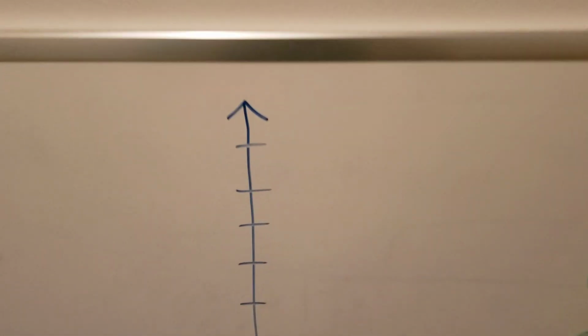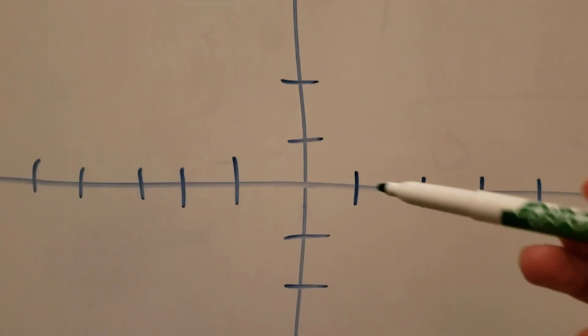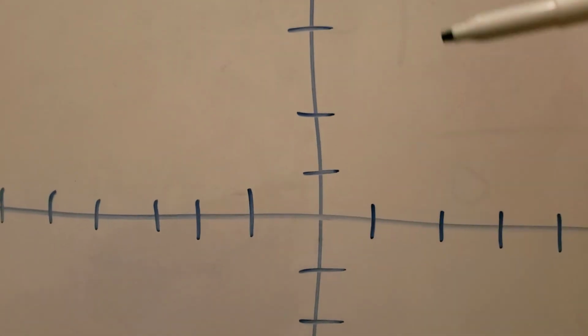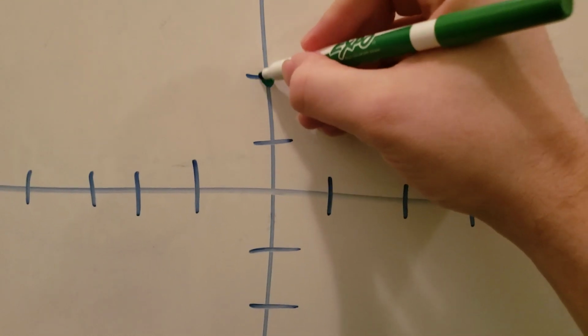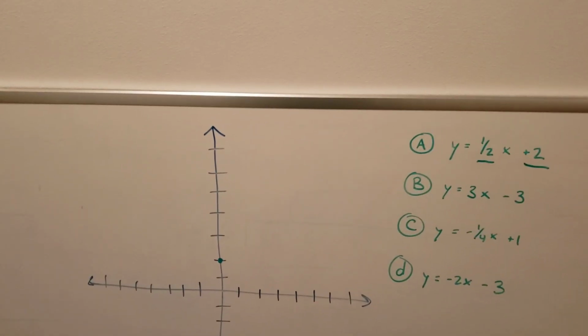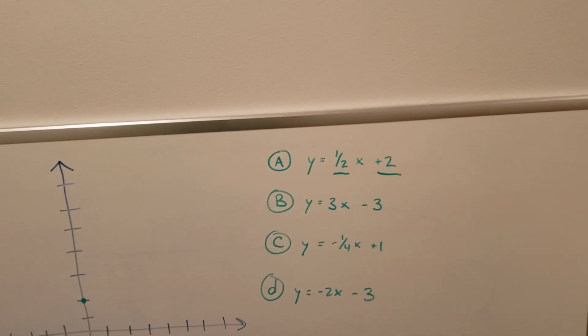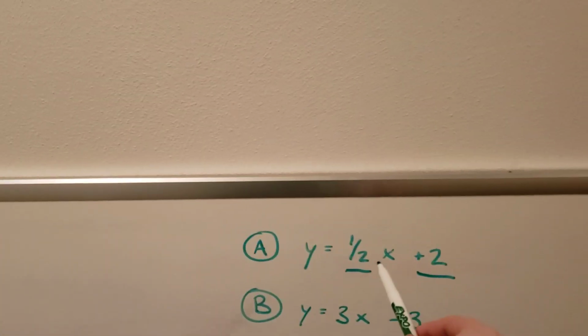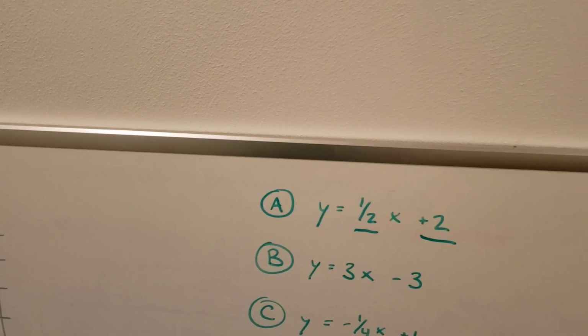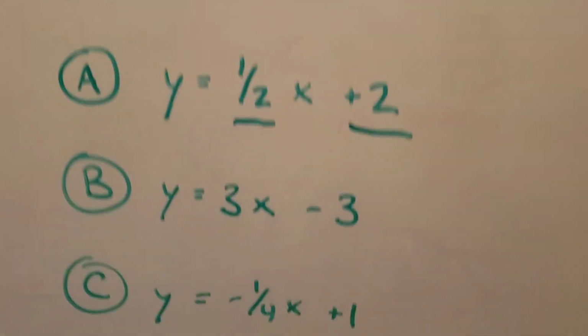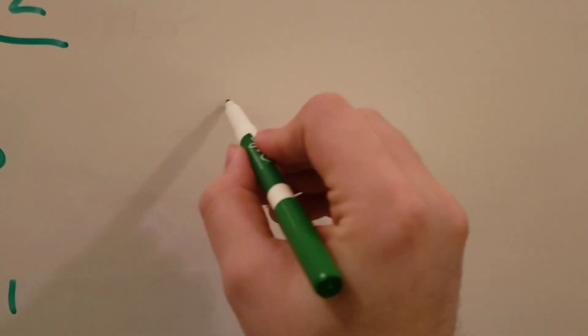So we can go down to our y-axis here, and we can count up from 0 to 1, 2, and we can put a dot there. That's going to be our first dot we're going to graph with. So we've already started. Now we just need one more dot, and we're going to use the slope 1/2 to figure that out.